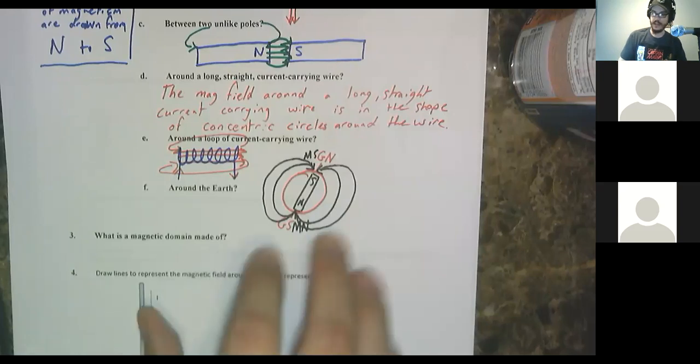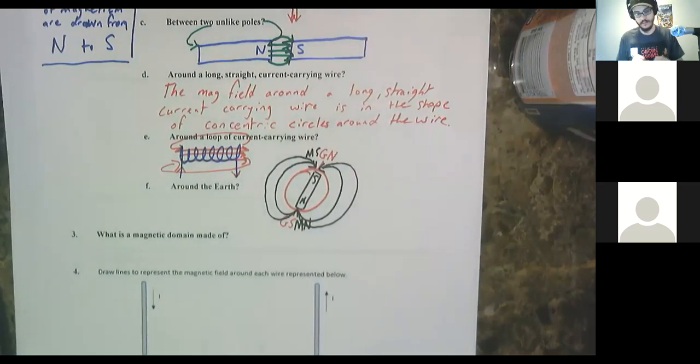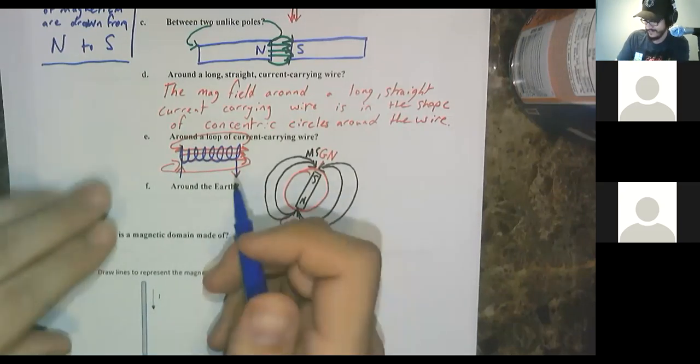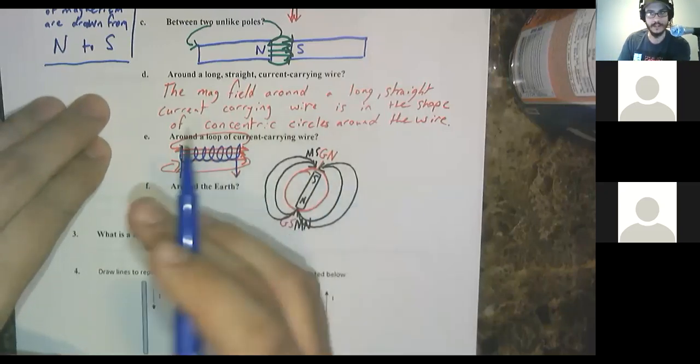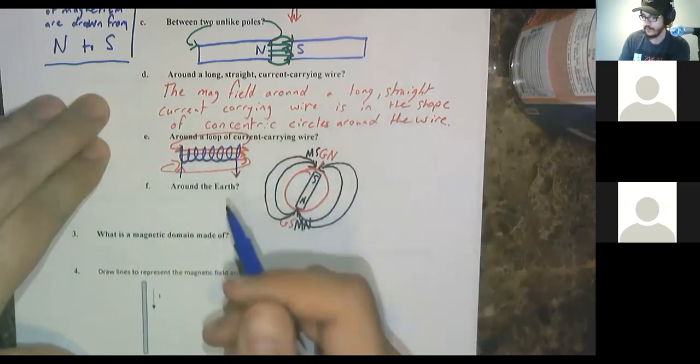What is a magnetic domain made out of? Well, first of all, remember that a magnetic domain is how you get a permanent magnet, not an electromagnet. There is a difference. A permanent magnet doesn't need a battery. So magnetic domains are important for permanent magnets like refrigerator magnets, etc.